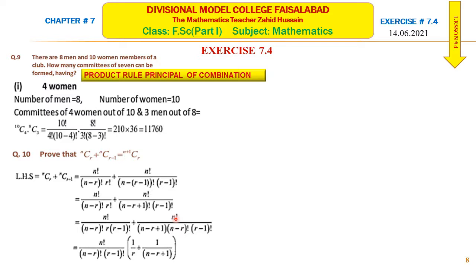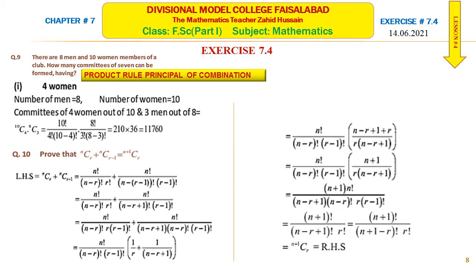Now n factorial over (n minus r) factorial into (r minus 1) factorial is common in both the fractions, and we are left with 1 over r plus 1 over (n minus r plus 1) within the bracket. Now take the LCM of these two. r into (n minus r plus 1) is the LCM, and we get (n minus r plus 1) plus r. This plus r is cancelled with the minus r, and we get n plus 1 in the numerator and r into (n minus r plus 1) in the denominator.